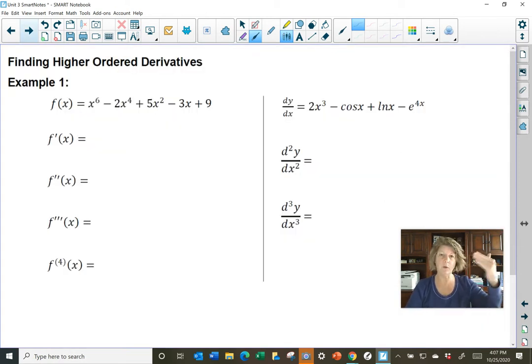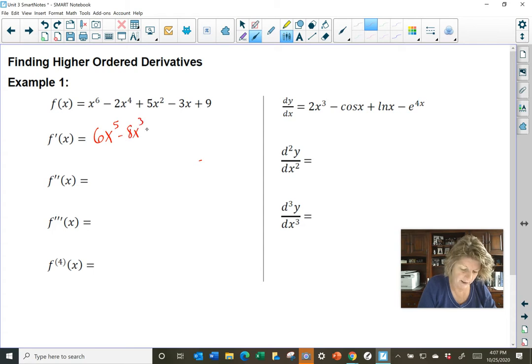Example 1 has us walk through taking derivative after derivative after derivative. That won't be too hard, especially when you start with a polynomial. Those are actually kind of the nicest ones. So I'm going to have the first derivative, 6x to the fifth minus 8x to the third plus 10x minus 3. Power rule all over the place there. Next, we want to get to the second derivative. I have the first, so I can just take another derivative. 30x to the fourth minus 24x squared plus 10.